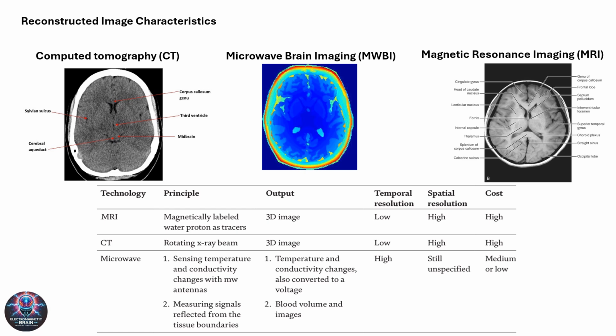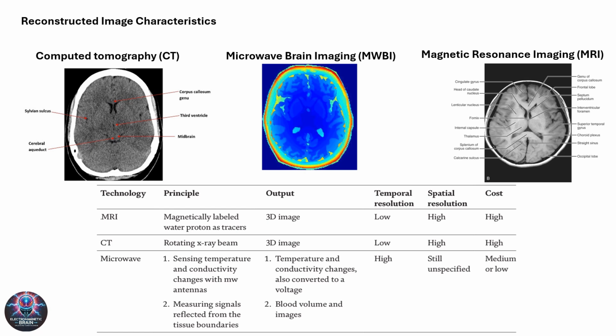MRI, as seen on the right, provides excellent contrast for soft tissues, highlighting regions like the internal sulcus, making it indispensable for neurology and advanced structural imaging. MWBI, shown in the center, is advancing in spatial resolution and shows promise for functional imaging through temperature and conductivity changes. Safety is another critical factor.